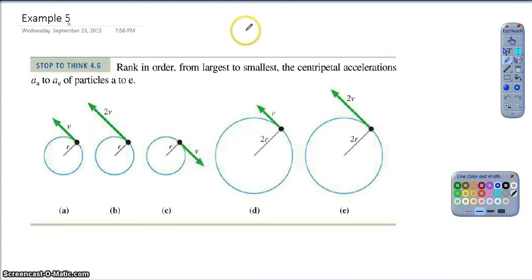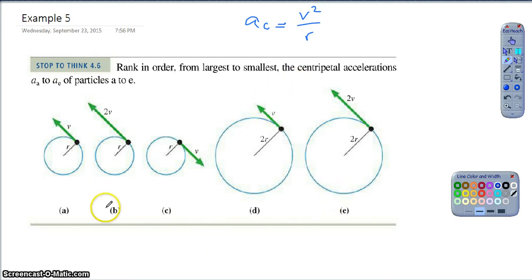So then example 5, I would obviously encourage you guys to pause if you need to and try this on your own. They ask us to rank the centripetal accelerations of the following, right? So we know centripetal acceleration equals v squared over r. So again, pause this, try it for a second on your own, and then I'll write the answers down here in just a moment. But hopefully you look these over and then go through them. But anyway, okay, so they ask us to do it from the largest to the smallest.